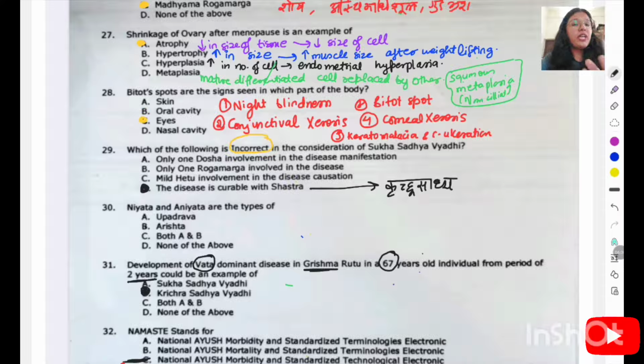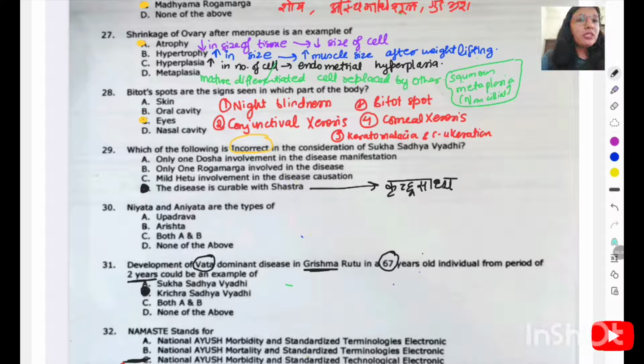Next is hypertrophy. Hypertrophy is when the size of the cell increases. For example, when a person does weightlifting frequently, his muscles will build up. In hyperplasia, the number of cells is increasing, for example endometrial hyperplasia. And in metaplasia, one mature differentiated cell changes to another. Like in some chronic conditions, if a person smokes a lot, his normal ciliated cells will change to squamous cells, that is squamous metaplasia, which happens in common smokers who are chronic smokers.